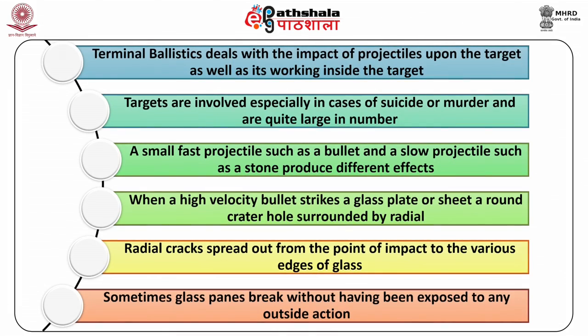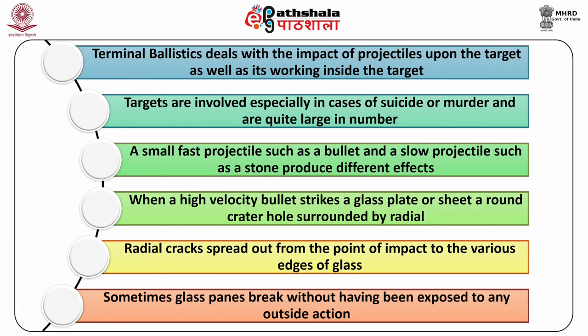Now, dear students, let us summarize this chapter. In this chapter, we have learned that terminal ballistics deals with the impact of projectiles upon the target as well as its working inside the target. We have come to know that targets are involved especially in cases of suicide or murder and are quite large in number. These targets can be classified into 2 main groups. Number 1, non-living targets. Number 2, living targets. A small, fast projectile such as a bullet and a slow projectile such as a stone produce different effects.